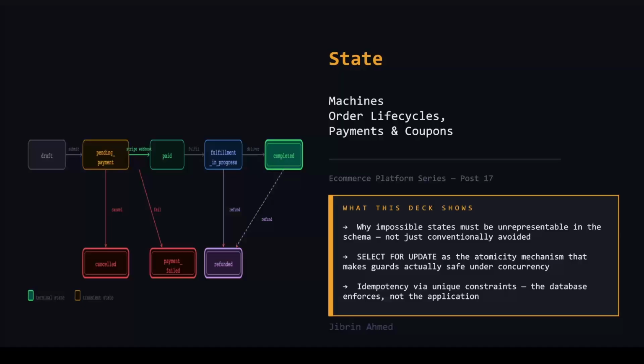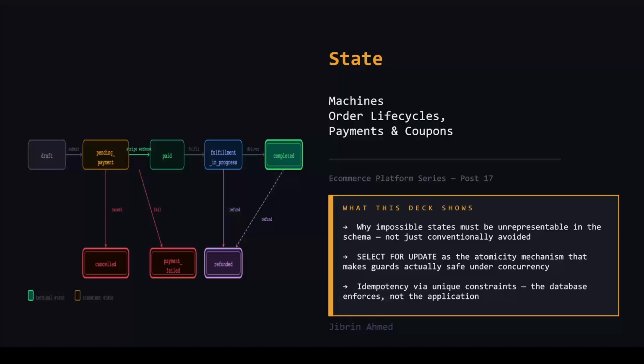There's a category of bug that only appears when two things happen at exactly the same time. A user clicks cancel order while a Stripe webhook is confirming payment. Two customers both apply the last use of a limited coupon. A payment retry arrives after the order has already been refunded. These bugs are hard to reproduce in development because they require concurrency. They're hard to catch in code review because nothing looks wrong. Each operation is valid on its own. And they're catastrophic in production because they corrupt business state in ways that are almost impossible to unwind.